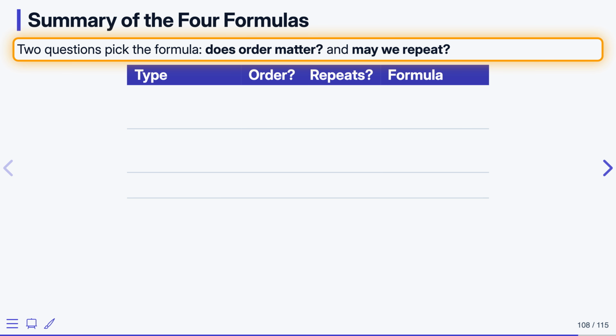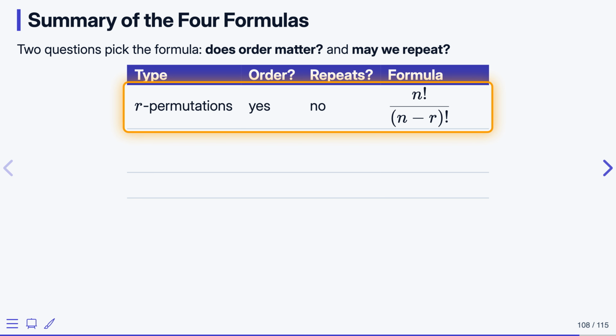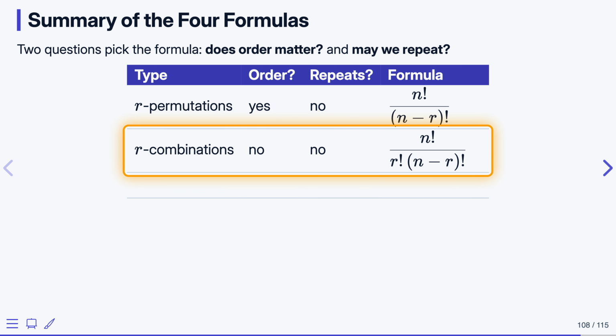These are the 4 formulas in one table. 2 questions, choose between them. Does order matter, and may we repeat? Row 1. Order matters, no repeats, that is R permutations. N factorial over N minus R factorial. Row 2. Order does not matter, no repeats, that is R combinations. N factorial over R factorial times N minus R factorial. The extra R factorial divides out the orderings.